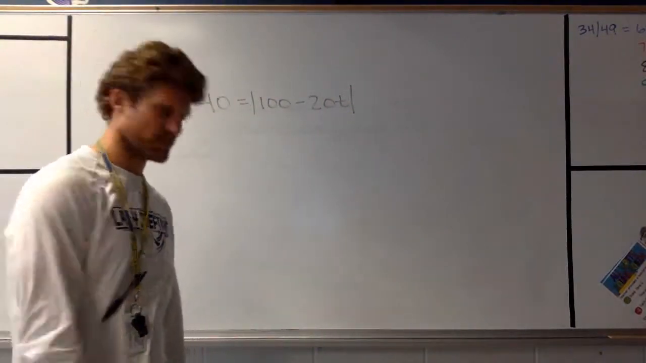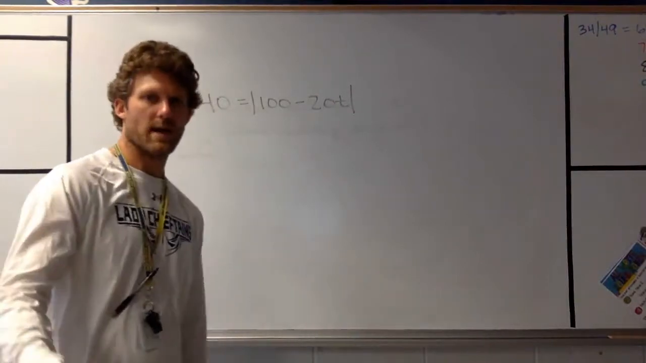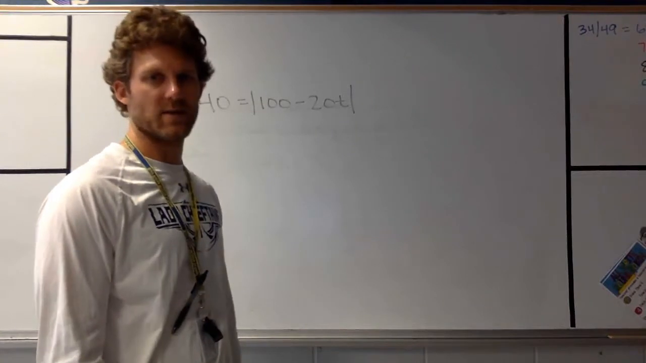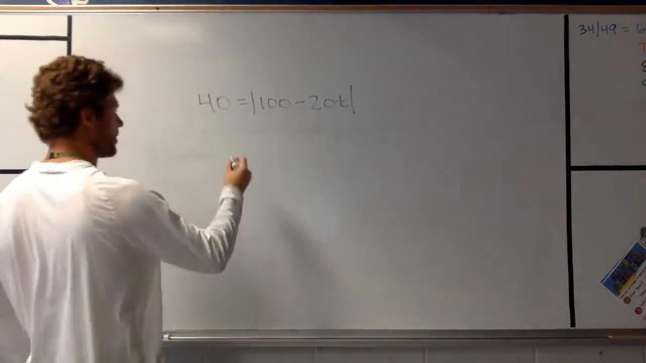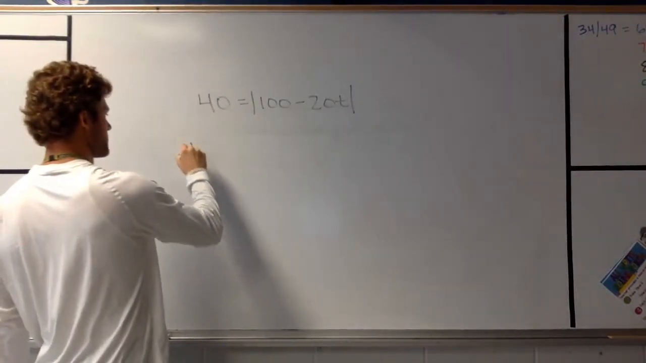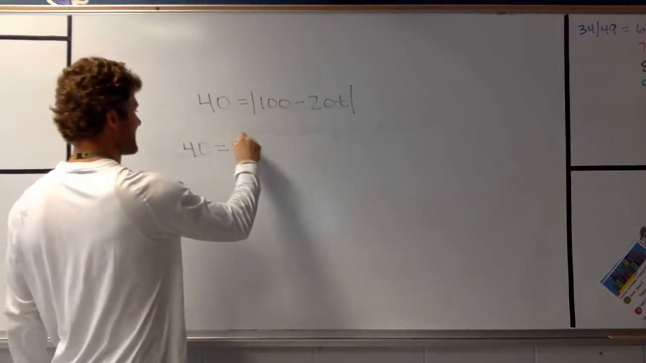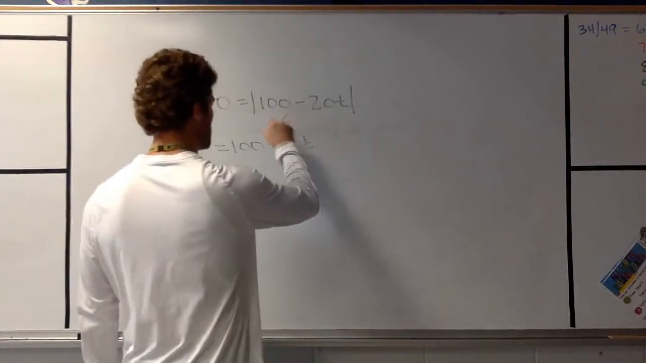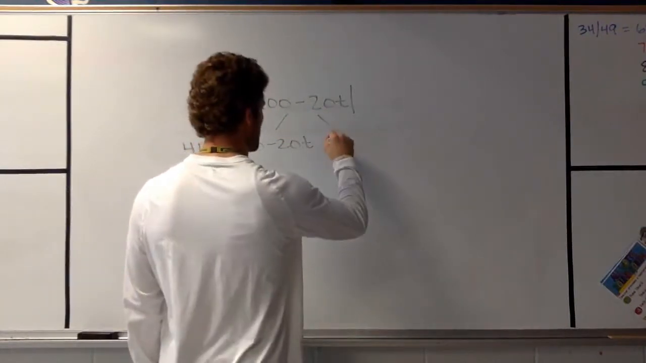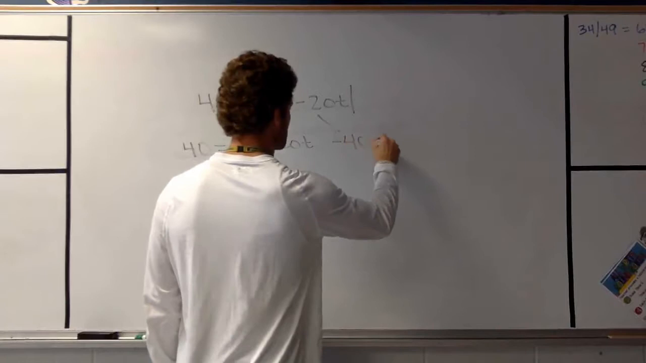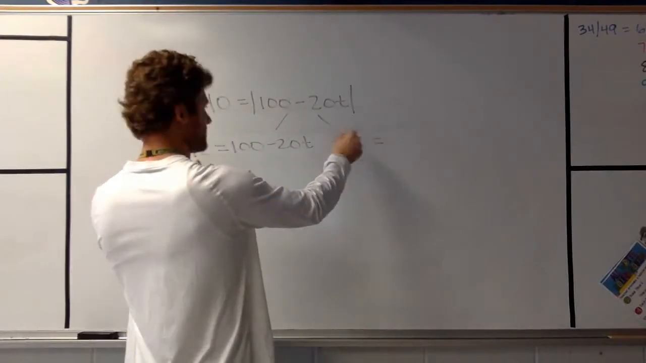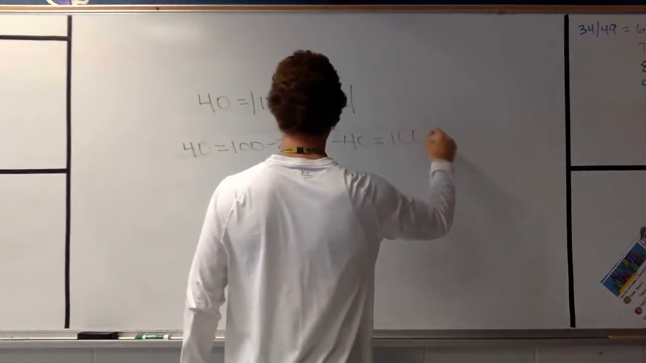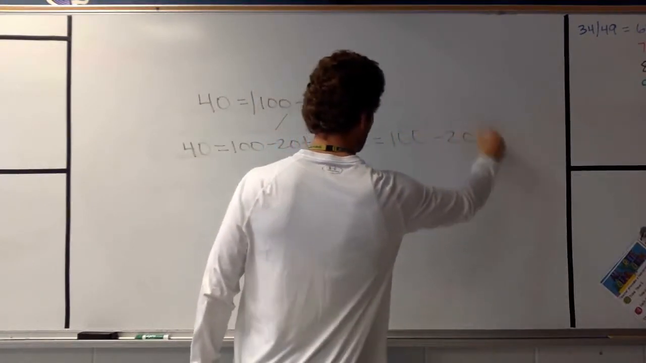I'm going to drop the bars. I'm going to branch this off and rewrite the equation twice with a different solution on each side. So I'm going to go this way and write the first solution exactly as it appears, dropping the bars. And here's what I mean by branch out: write the opposite solution on the other side. In other words, the opposite answer. So negative 40 equals 100 minus 20t.